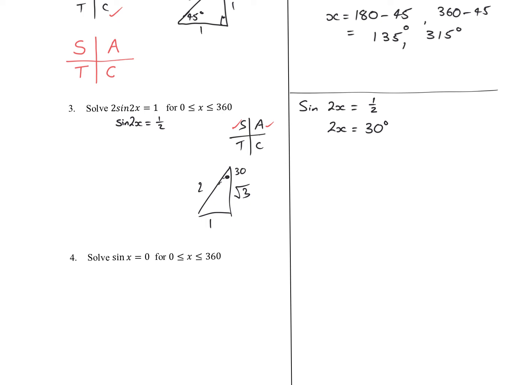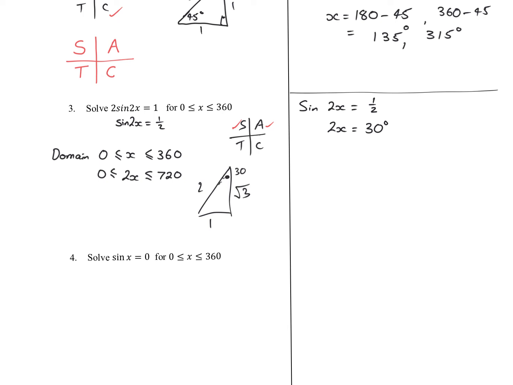Because we've got 2x, think about your domain. Our domain is 0 is less than or equal to x is less than or equal to 360. Now we need to make this 2x, so our domain becomes 0 is less than or equal to 2x is less than or equal to 720. So we're actually going to end up with 4 values, because we're in 2 quadrants and we've doubled our domain, so we get 4 angles.